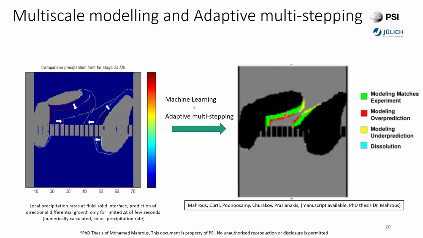And at the end, with this adaptive time stepping, we can compare here now the predictions of our models and what is the reality, what happened. So the green area is where the model matches the experiment. The red is where the model has some over prediction. And yellow up here a little bit, there is some under prediction. There are a lot of uncertainties about why this could be happening.